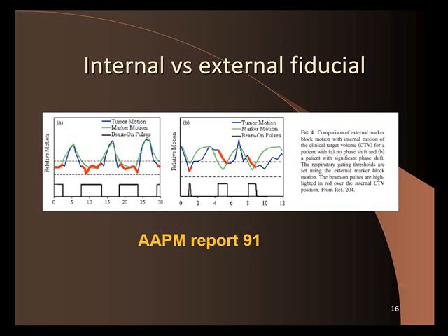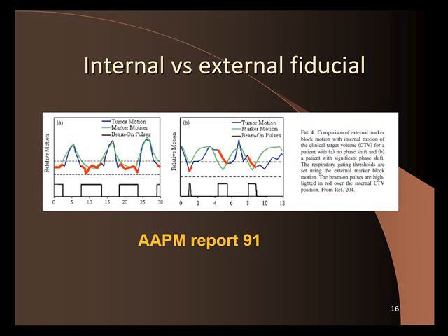The respiratory gating thresholds are set using the external marker motion. The beam on pulses are highlighted in red over the internal CTV position. So this threshold, this is where they want to treat between these two lines, and this is the breathing cycle. So if you look at this patient, there's no phase shift, which means the tumor motion matches the marker block motion, and then these black lines are the beam on pulses. So beam on is here, beam on is here, beam off is down here, beam on is here, beam off is down here. So we're beaming on between these dotted lines, and the red line right here, again, the beam on pulses are highlighted in red. So this looks like the patient's going to get treated correctly.